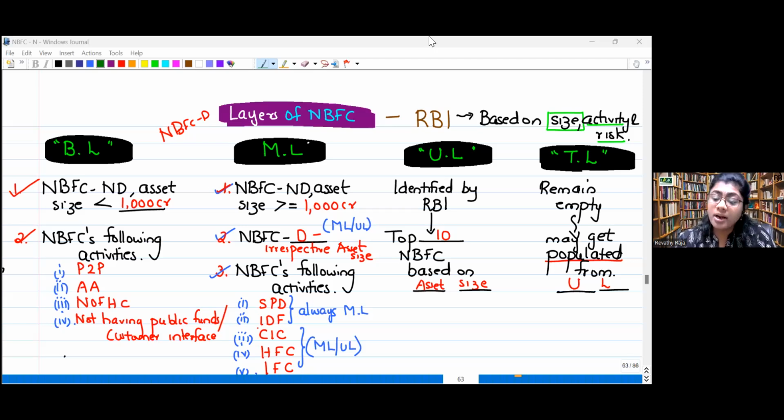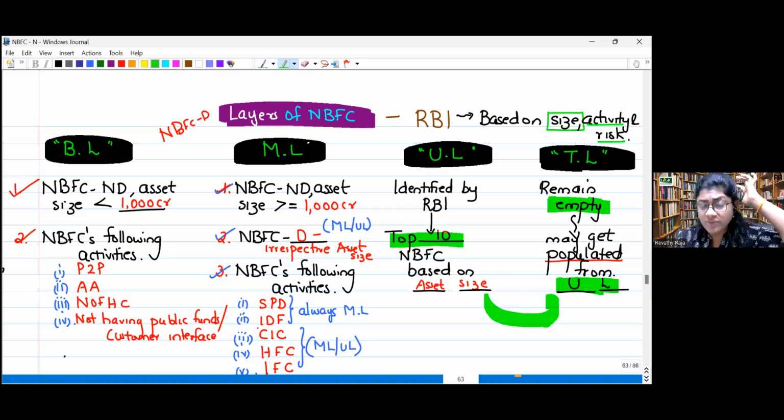Now RBI has introduced a new thing called layers. And how many layers? 4 layers: base layer, middle layer, upper layer, top layer. We'll start in reverse. Which layer is empty? Top layer. They may get populated later on, from the upper layer they may be reclassified. Upper layer, how many are there? Top 10 are there.